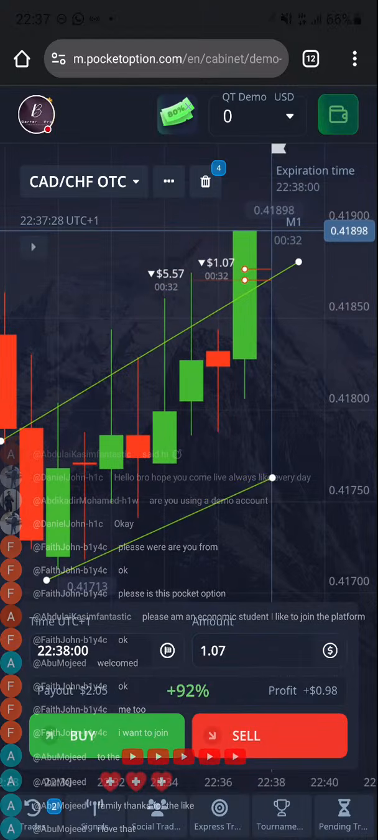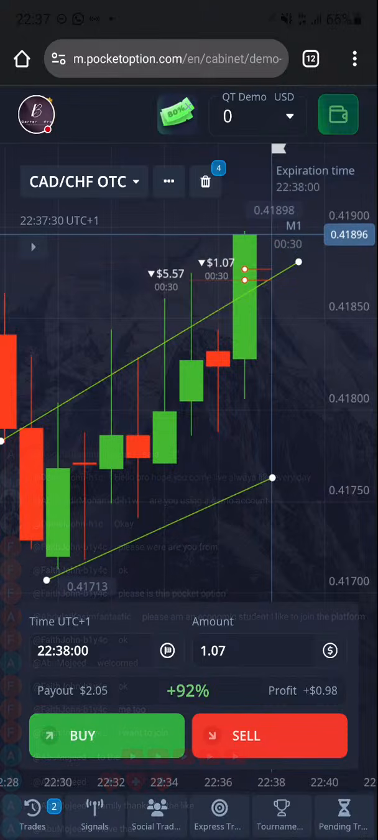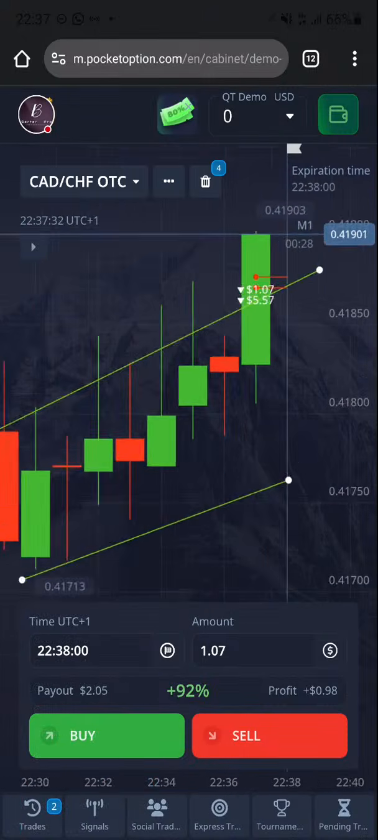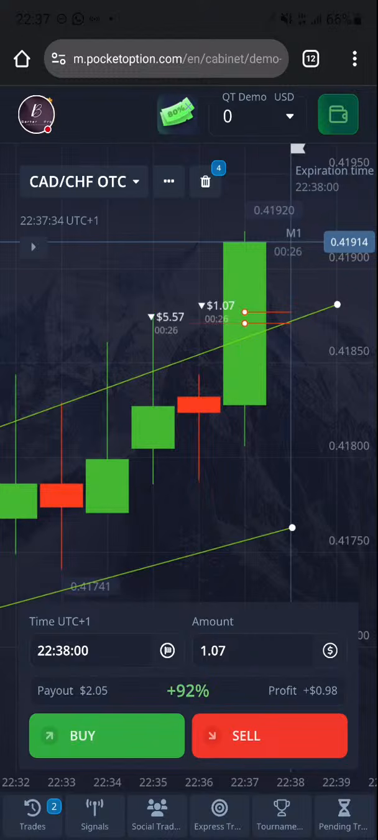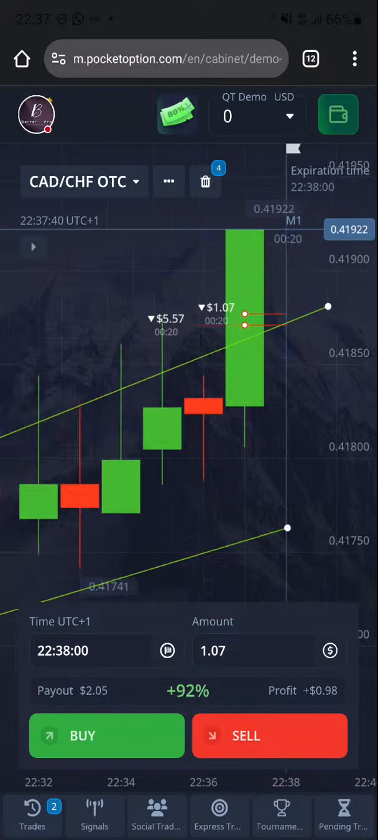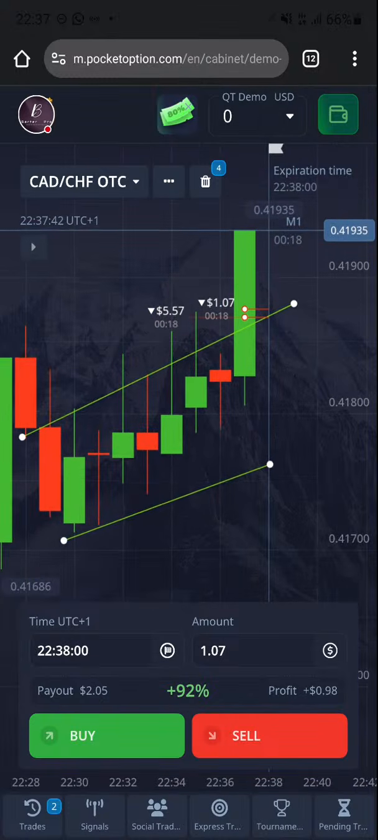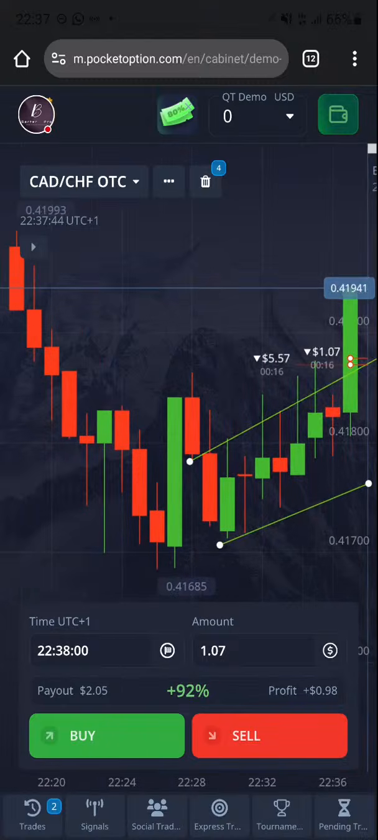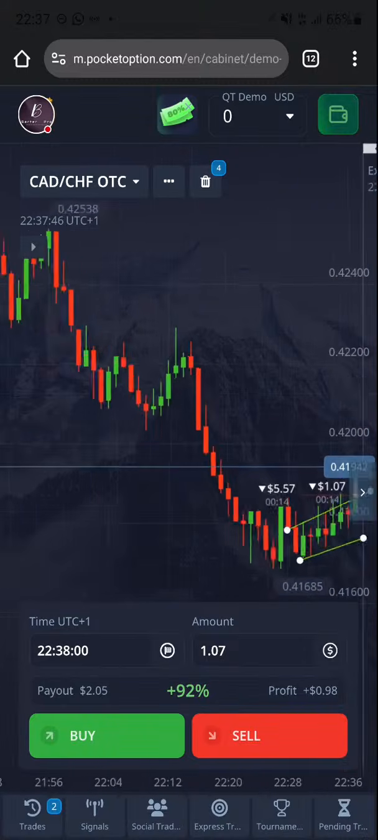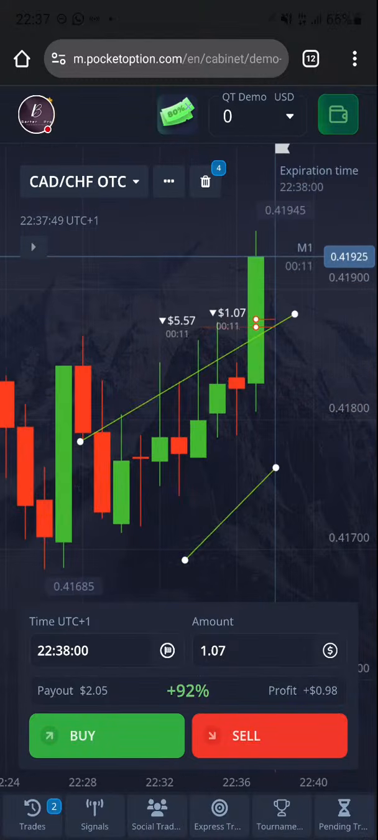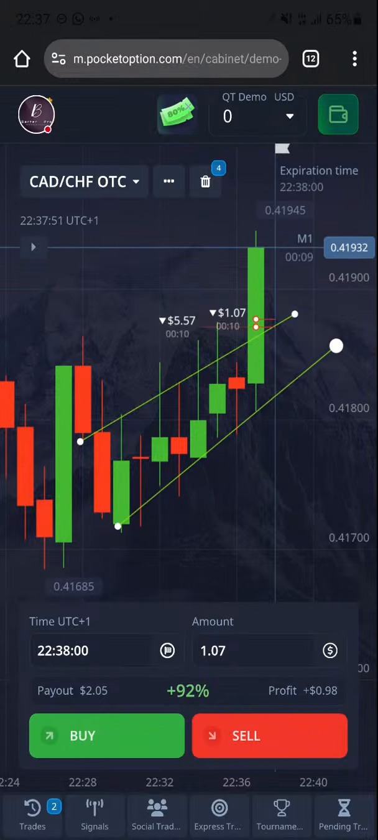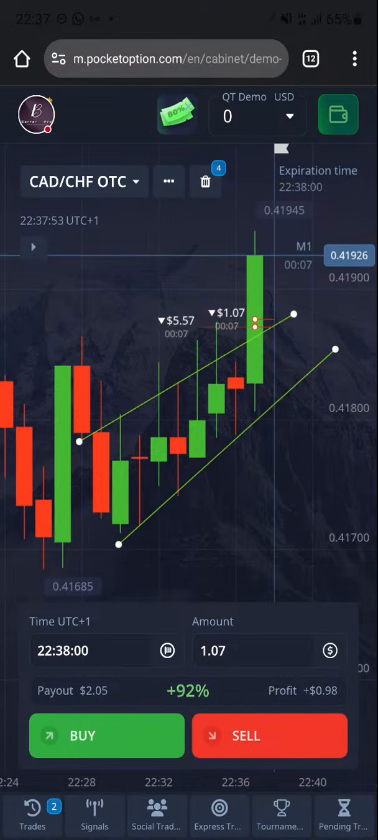I'm expecting a reversal from here. If it doesn't happen, no problem. Oh, I should have taken this trade above this round number. That's the safe entry. Okay, fine. The market has decided to break to the upside. Well, we have another one here.